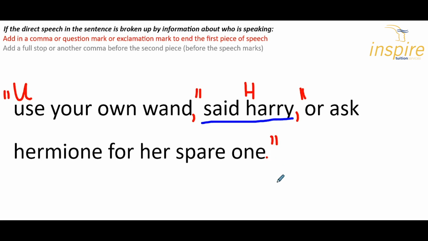The full stop goes inside the inverted commas. I don't need any more punctuation outside. I do need a capital letter for Hermione's name. So now we have, "Use your own wand," said Harry, "or ask Hermione for a spare one." So if this sentence would have carried on, after the reporting clause we need a comma and no capital letter is needed.